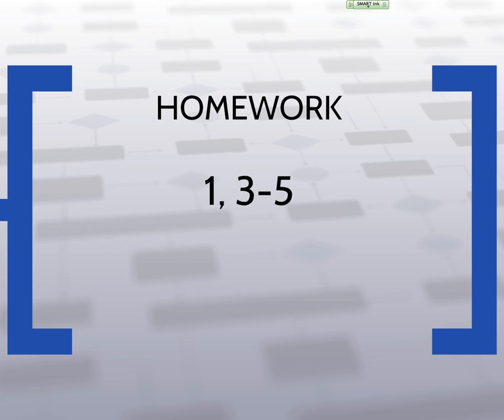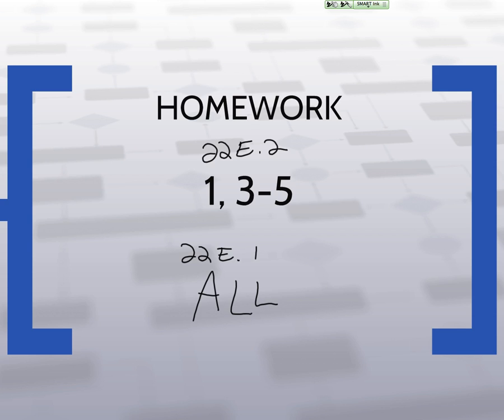Now remember, this is for 22E.2. I'll just write 22E.1 just in case someone was zoning out. Yeah. So I already said I did both sections so that you guys can work on these tomorrow.